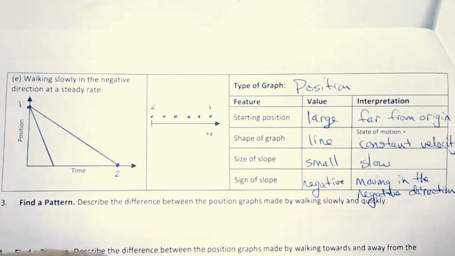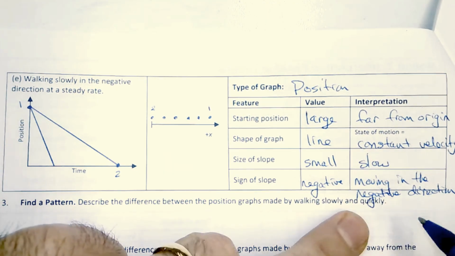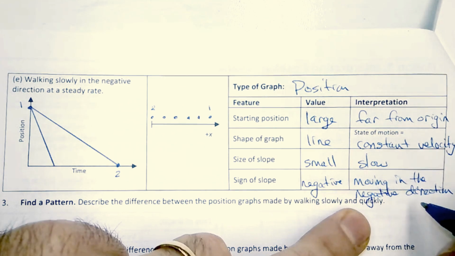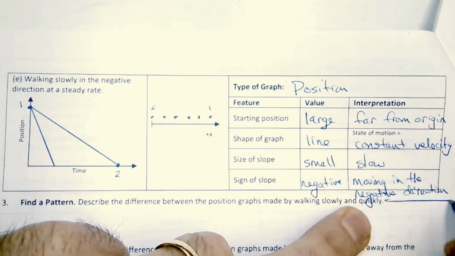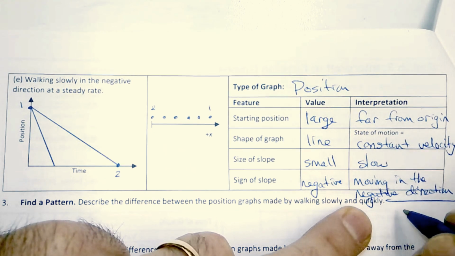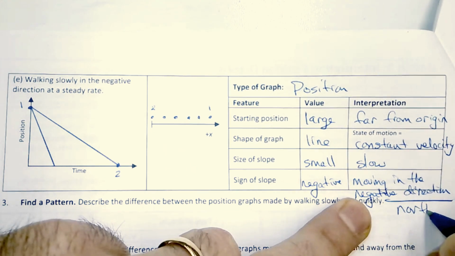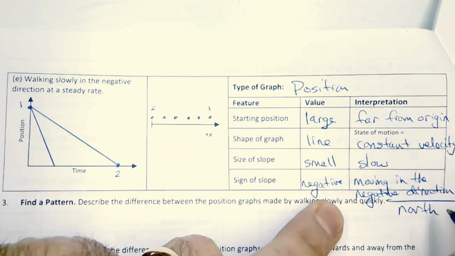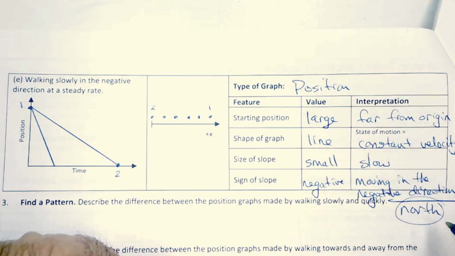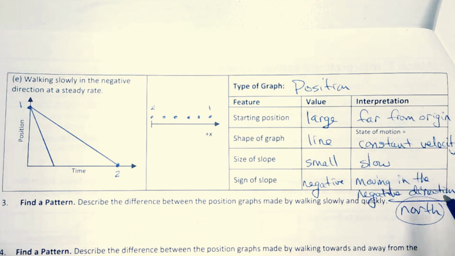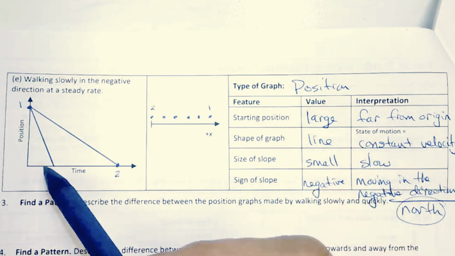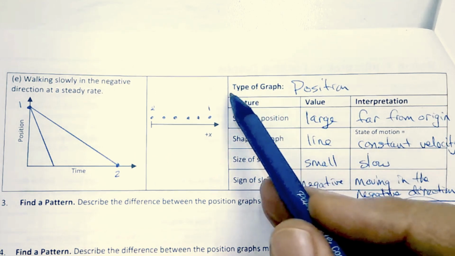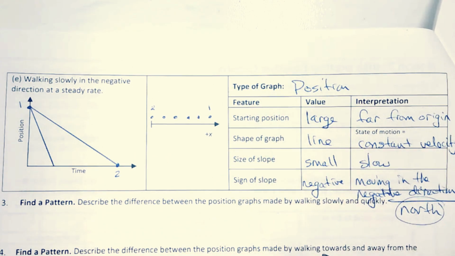In the room that we were using for this, the positive direction was south, and so we can be more specific here. We can say that they were moving in the negative direction, which was north. Okay? So this would be the best way to describe it, if you happen to know which directions you are using. So moving north.